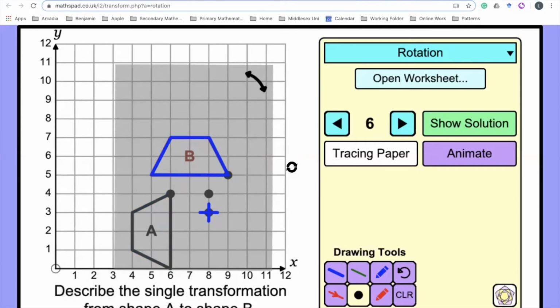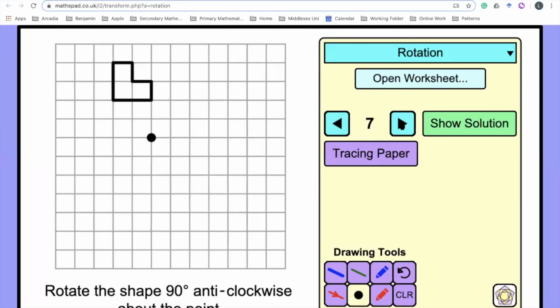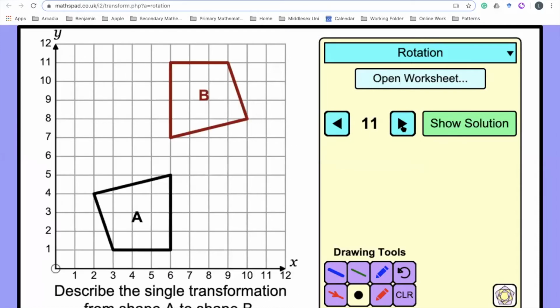Now, I've got loads of questions for you. So let me go on to another describe one. Okay, so I want to describe how to go from here to here. So I need 3 pieces of information. The first piece of information I need is, what am I doing? Am I rotating? Am I reflecting? Am I enlarging? Am I translating? So this is this unit. So we know, because today we're doing rotation, the first piece of information we have is rotation.